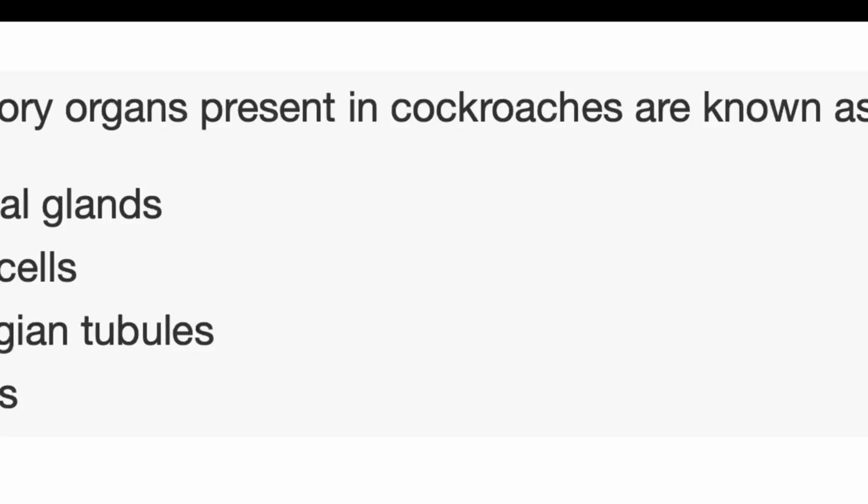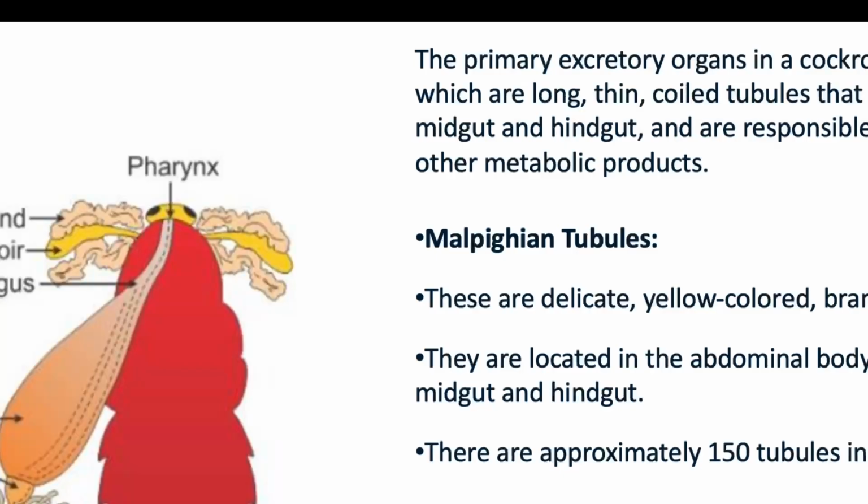So question number 6, the excretory organs present in the cockroaches are known as, the correct answer to this question is option C, Malpighian tubules. This is the correct answer to this question. Malpighian tubules are the excretory organs in the cockroach. The primary excretory organs in a cockroach are the Malpighian tubules.